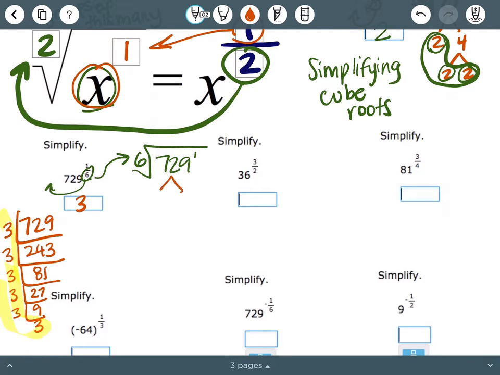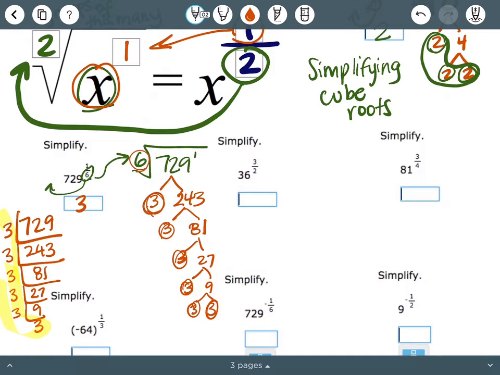You could have also broken it down this way. You could have said, okay, 3 and 243, 3 and 81, 3 and 27, 3 and 9, 3 and 3, and still said 1, 2, 3, 4, 5, 6. There are 6 of them. We're looking for groups of 6, so 3 must be our answer. Whether you use the factor tree over here or you use the birthday cake method, it doesn't matter which one you choose. You should still get your same answer of 3.